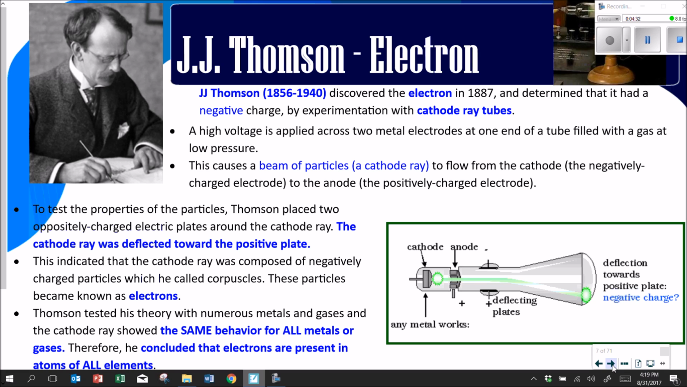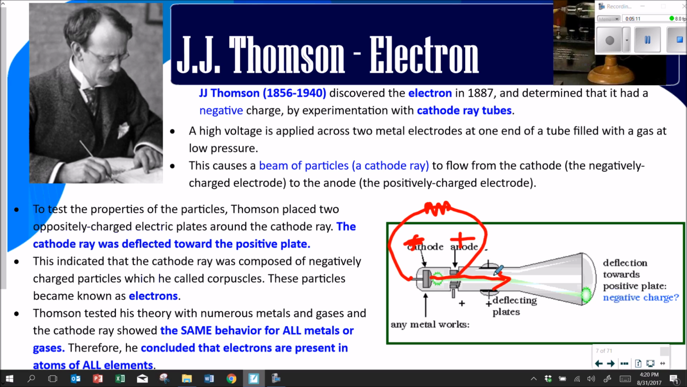About 80 years after Dalton came J.J. Thompson in 1887, and he discovered the electron in his experiments with cathode ray tubes. What a cathode ray tube is, it's a tube filled with a gas at low pressure, and at one end of the tube over here we have a cathode, which is negatively charged, and an anode, which is positively charged. And we apply a high voltage around these 2 electrodes. And what happens is it produces a beam of particles that flow from the cathode to the anode.